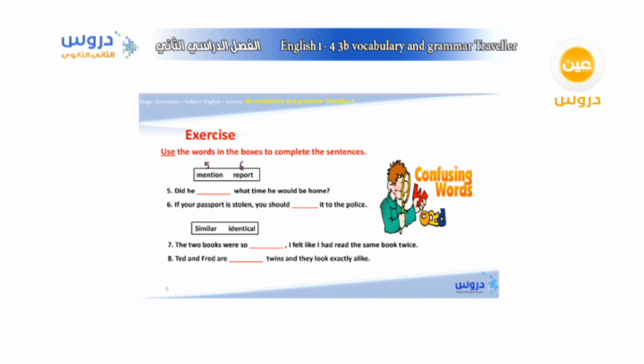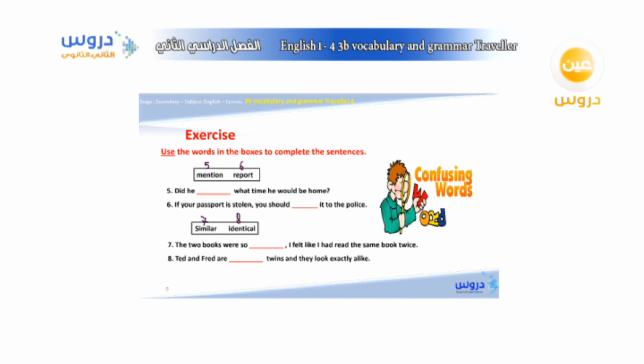So, yes, number 7, the books were very close. So this is 7. It means they were very close. They were not identical. If they were identical, you're not going to read them because it's going to be the same book. But they're very close. And of course, number 8 is identical twins. It means they are 2 twins and they look the same. And they look the same, so they are identical.